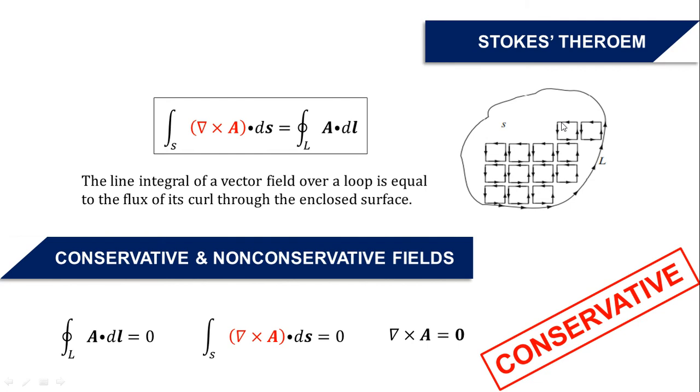Okay? It says the line integral of a vector field over a loop is equal to the flux of its curl through the enclosed surface. We have a figure here: a surface area made of many small squares. We sum up, or integrate, the curl over the area of the whole surface. That is equal to the closed contour line integral. That's what Stokes theorem says. Okay? So what is Stokes theorem used for? Where will we use it?